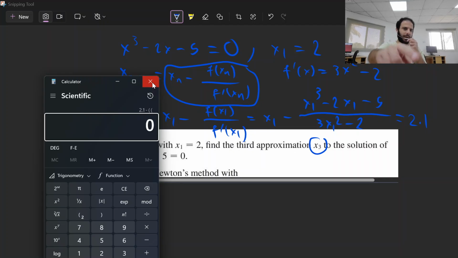Now substitute 2.1 in the original function, x cubed minus 2x minus 5. So we get Control V cubed minus 2 times 2.1 minus 5, then close the parentheses, divide by the denominator. Now you substitute in the derivative, you get 3 times 2.1 squared minus 2. Now you close the parentheses, okay? You get what? 2.526.